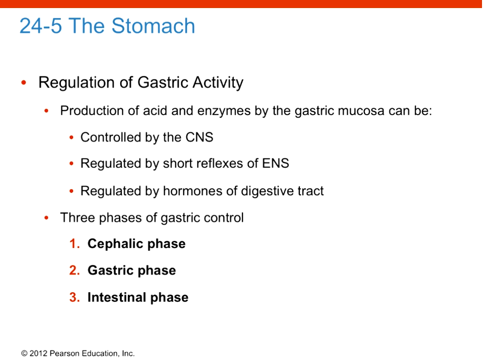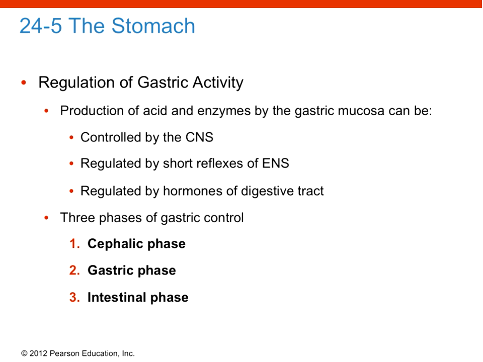So gastrin and somatostatin are both important in the hormonal control of the activity of the stomach, and then a little bit of the activity of the small intestine. So there are three phases of gastric control: the cephalic, the gastric, and the intestinal phase.